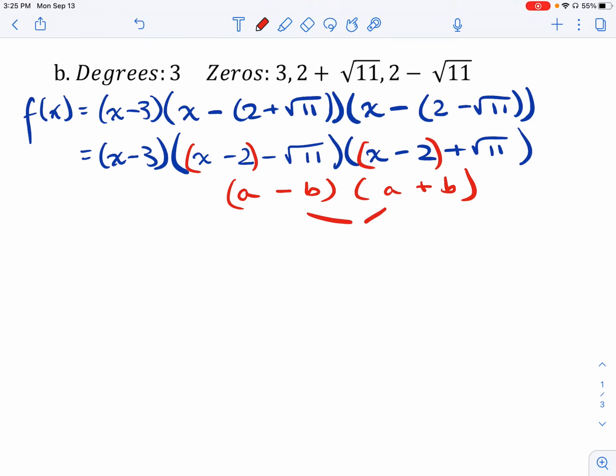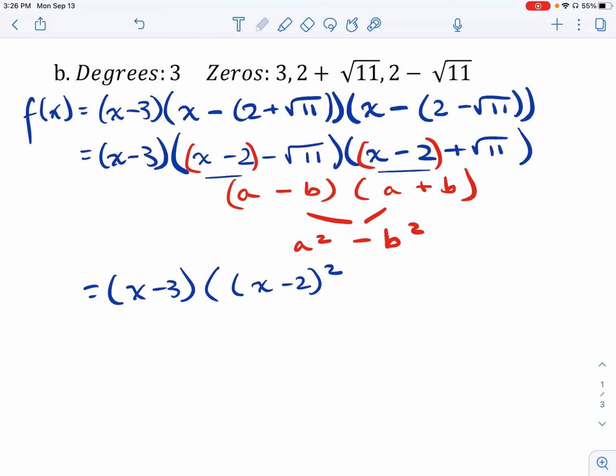Do you remember what this becomes? This is a difference of squares, right? And so what's nice about this is I don't really have to multiply all this out. I can just say the following: x - 2 times x - 2 squared. So let me write that here. (x - 2) squared. That's my, again, a squared.